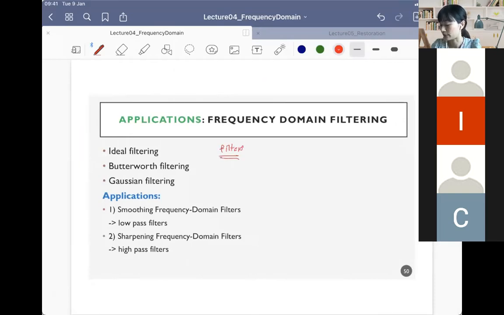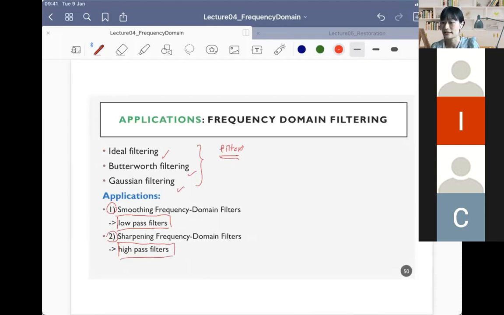Three different types of filters. We call them the ideal filter, the Butterworth, and the Gaussian filter, which could give different results when we filter an image. And so the application, I have divided into two main applications. First, we will talk about the low pass filter.